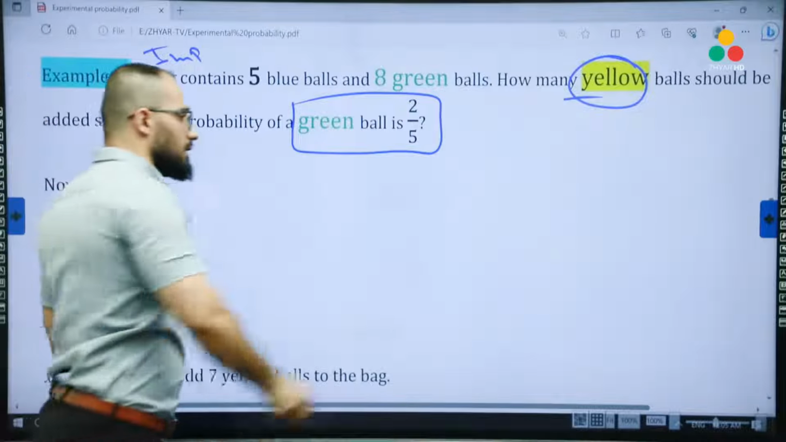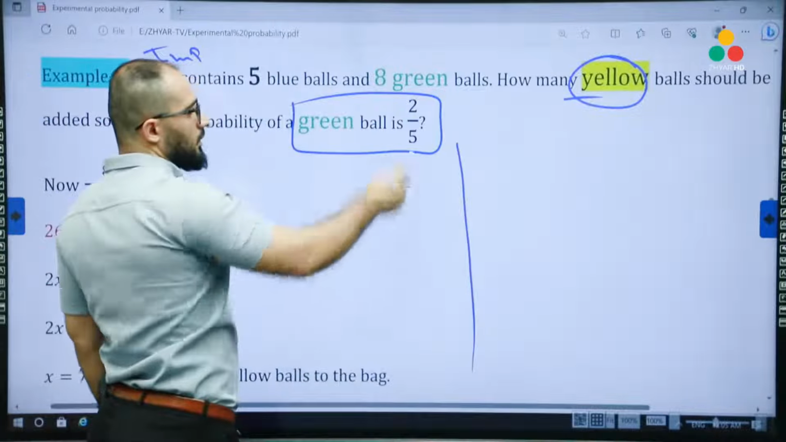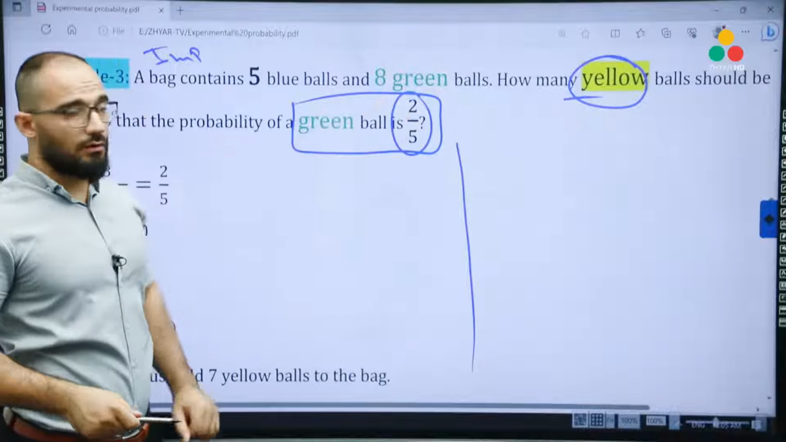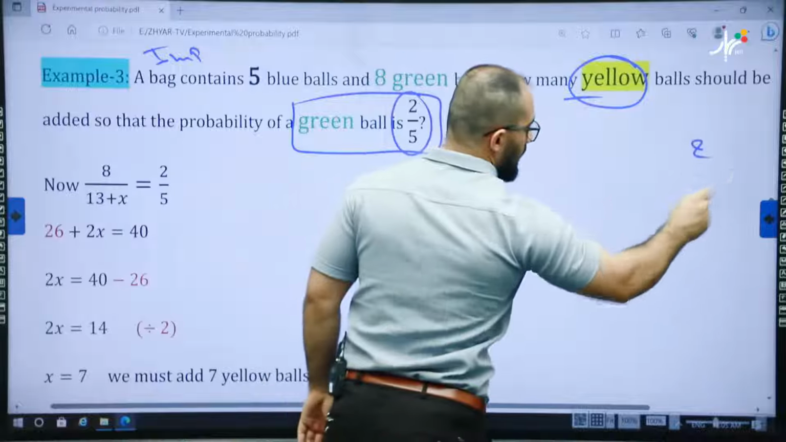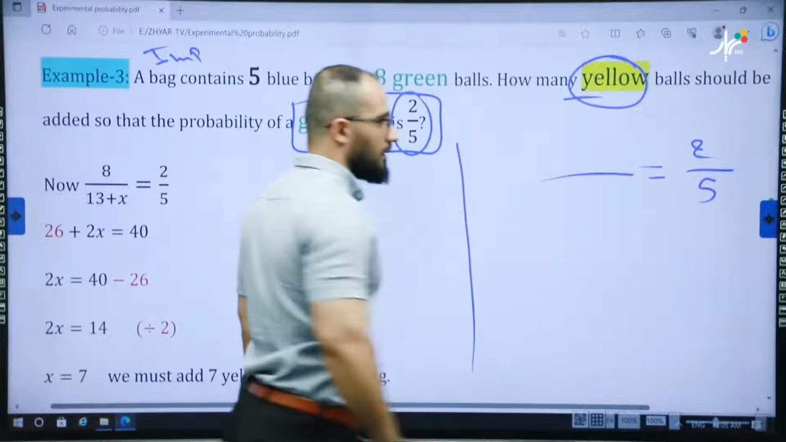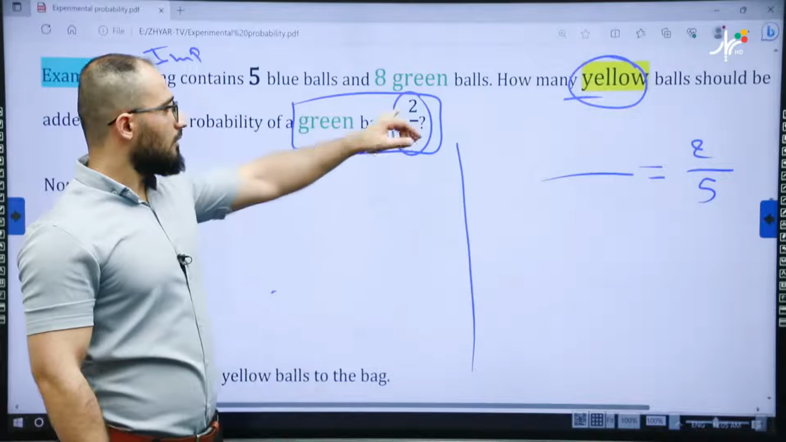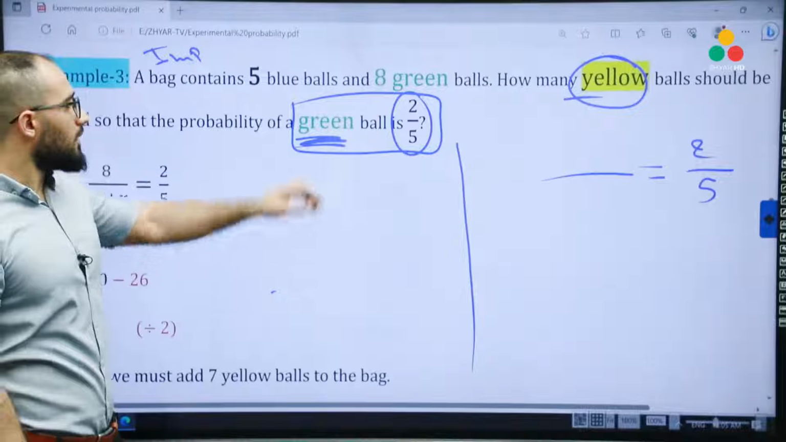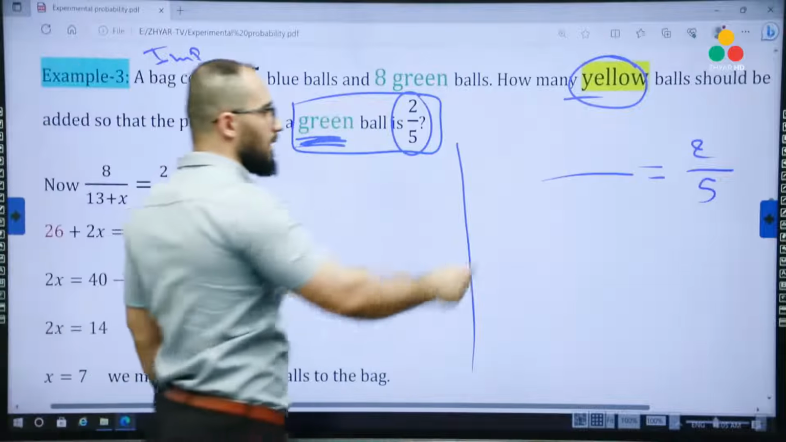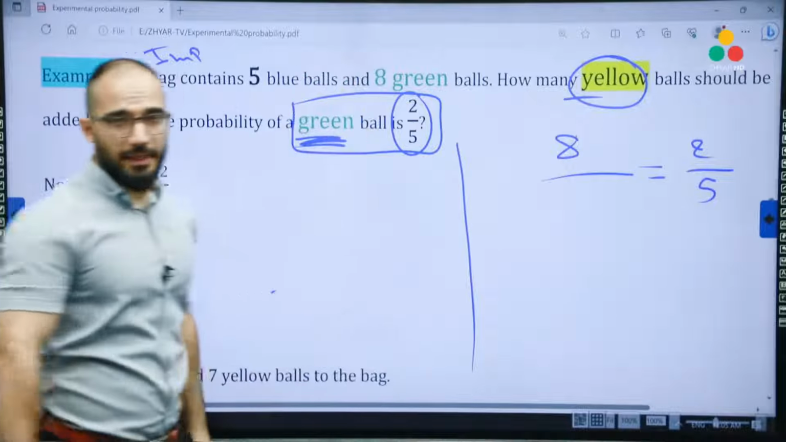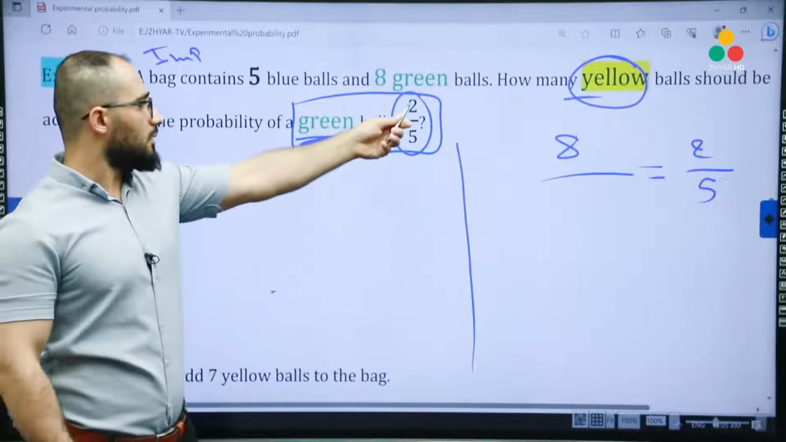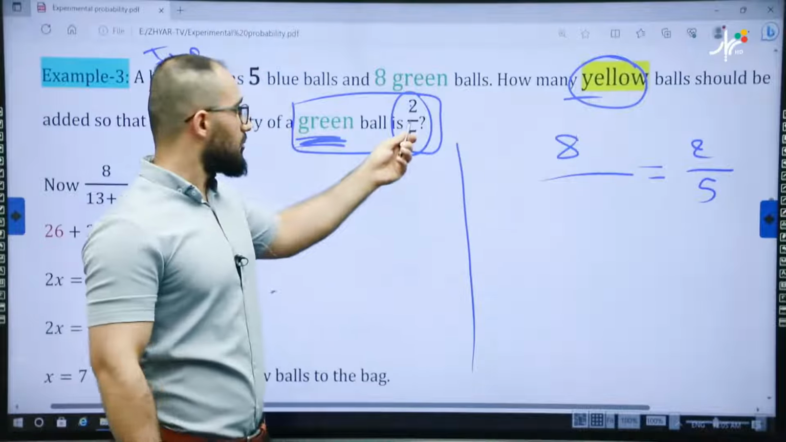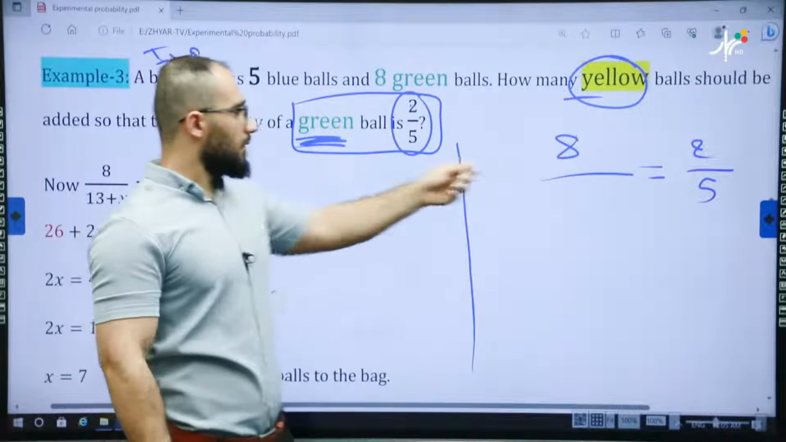It's quite easy. So right now, always focus on the first probability that is given. It is 2 over 5. Write down 2 over 5, then equal. 2 over 5 is the probability of what? Of green. Then how many green are there? 8. So write down 8. Again, the given probability is 2 over 5. Write down 2 over 5. Because it is the probability of green, that's why we wrote 8 here.